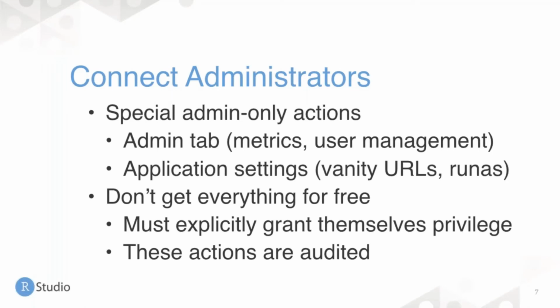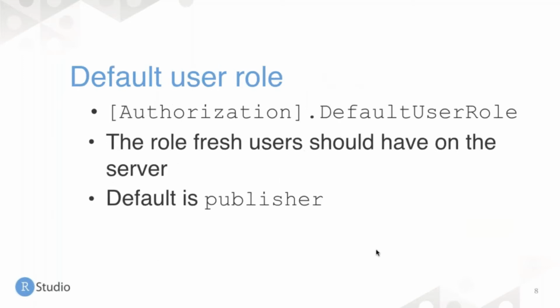So next, we'll move on, and a lot of these things I'm just going to cover in rapid fire, but the next one that I wanted to cover is the default user role. This is a setting that's managed in the authorization section under the default user role setting. And this is basically the role that fresh users should take when they sign on to the server. The default right now is publisher, which means that when a user signs up on your server or when they log in using whatever authentication protocol you're using, that user is going to become a publisher on the server. They're going to have access to publish new source code.